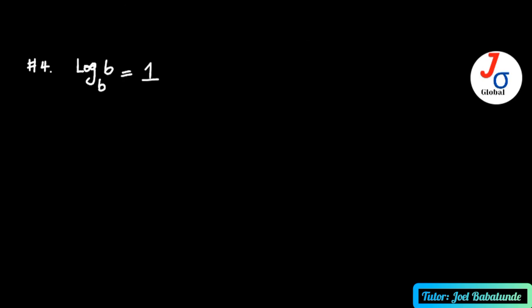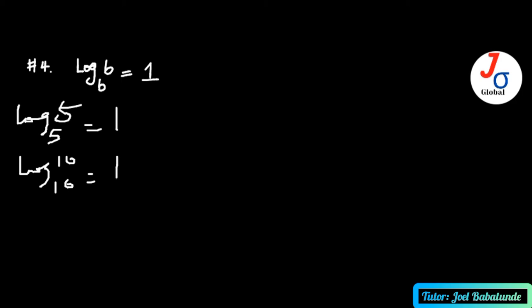Then let's see an example. Let's say we have log 5 base 5. So what's that? Log 5 base 5 is actually 1. And what about log 10 base 10? Log 10 base 10 is also 1. So when the number and the base are the same, the result is 1.